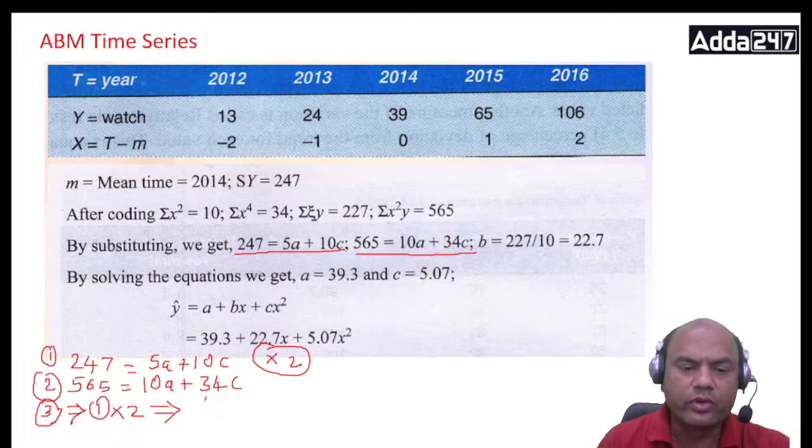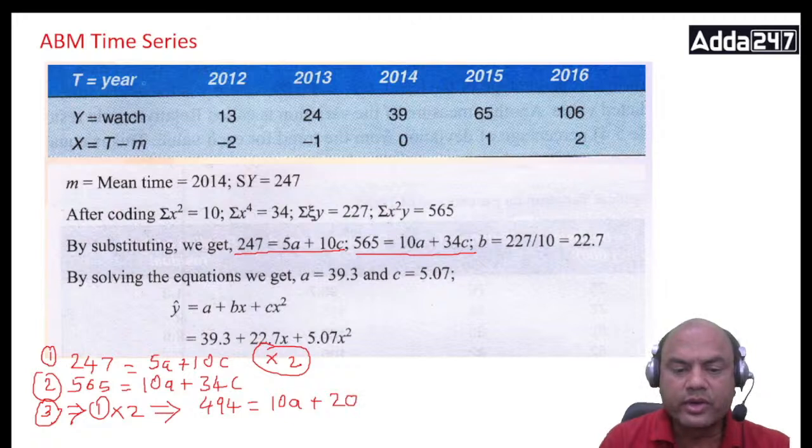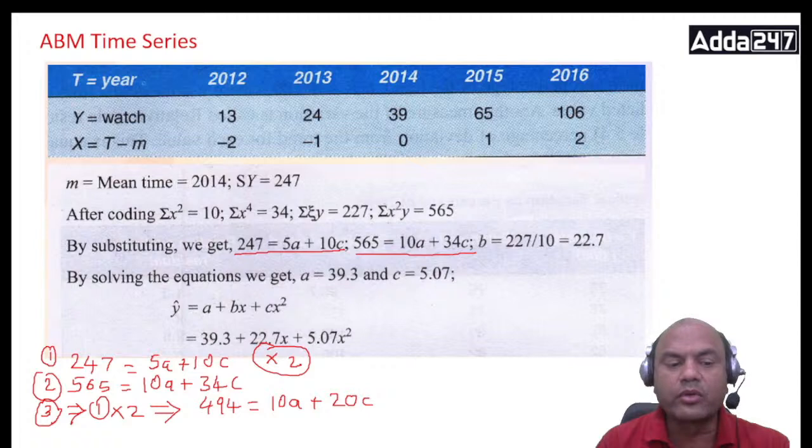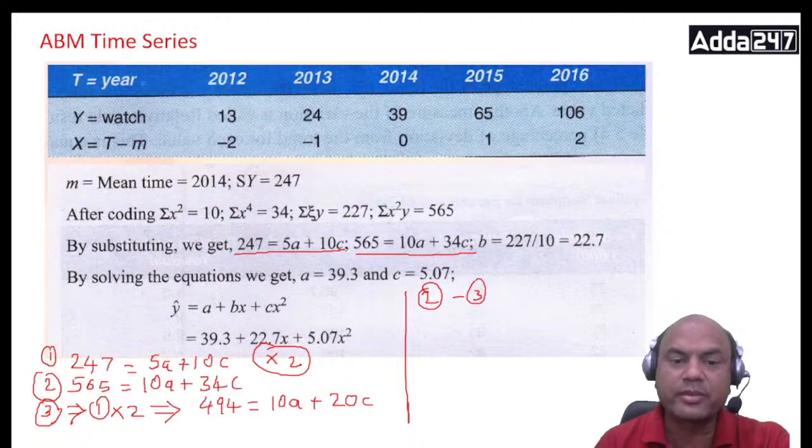494. So 494 equals, now this will be 10a, since we are multiplying this 5a, so 10a, plus 10c into 2, so 20c. Mark this equation as equation number 3. Now do 2 minus 3. I'll solve it over here. Do the subtraction: 565 minus 494. What is the answer?